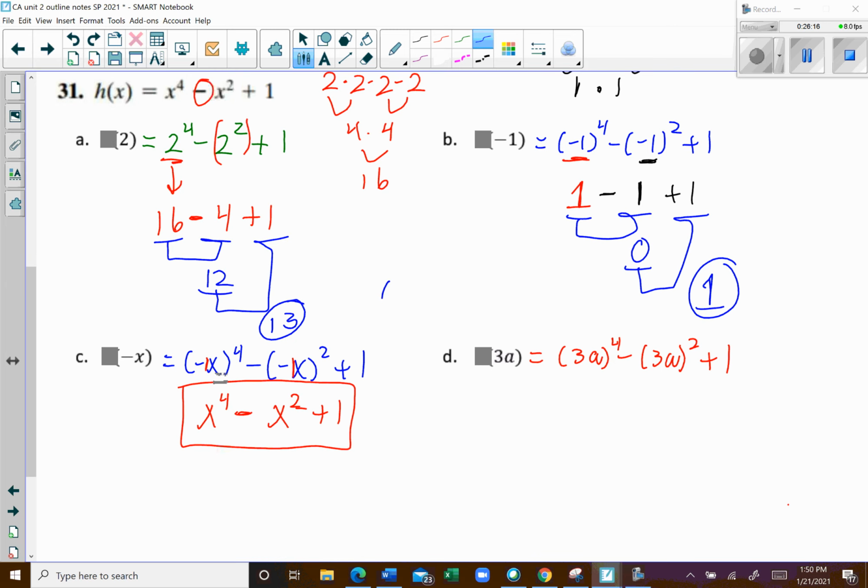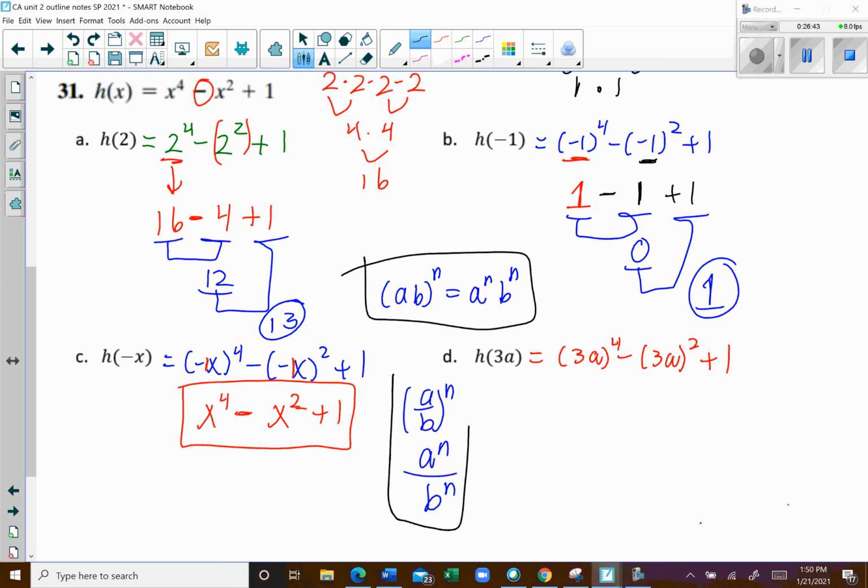And so the formula for this is if you have AB to some power, that power goes to both the A and to the B. And that'd be the same thing if I had a fraction. If I had A over B to some power, that power would also go to both the numerator and the denominator. So what I have to do here on this example is I'm going to have to raise both of these to the power of 4, the 3 and the A.